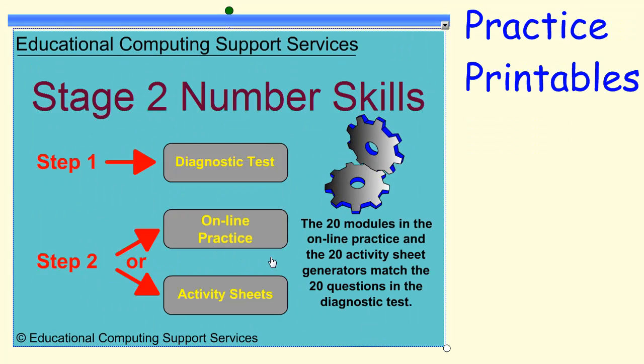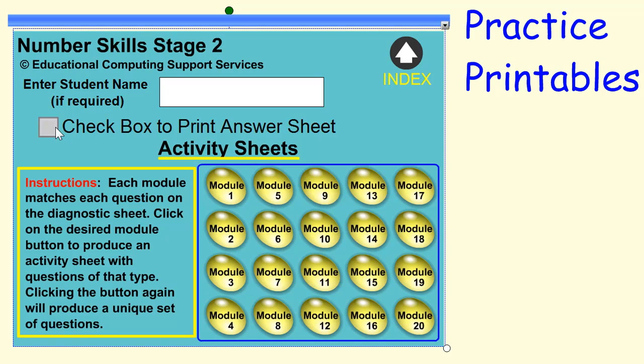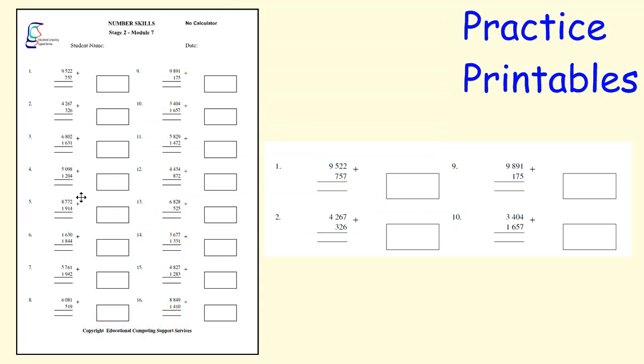Now, you can also print out activity sheets or printables, and when you do this, once again, they focus on the 20 questions. So if you're having trouble with question 2, you would work on module 2. Just click on it and it will print out. Now, I'll just show you what these look like. Once again, these had to be reduced. This is actually stage 2, module 7. This is an addition set of questions, and over on the right hand side I've just enlarged a number of the questions to see what they're like.